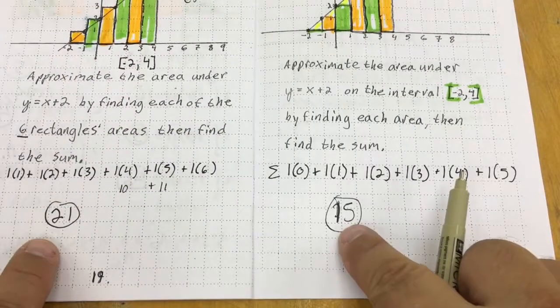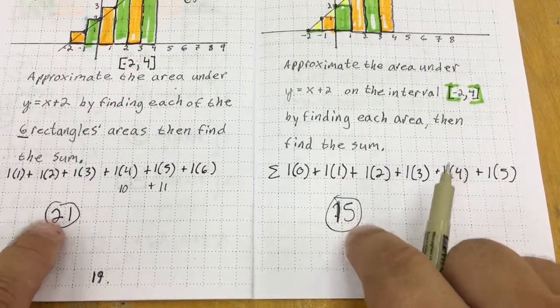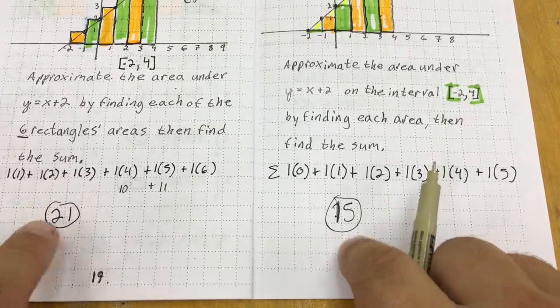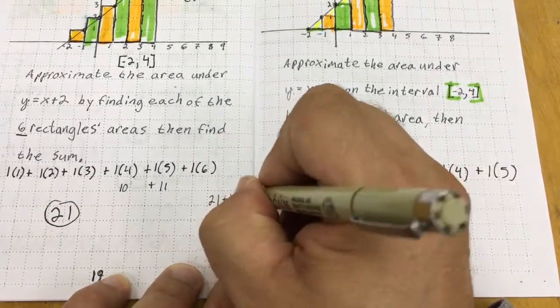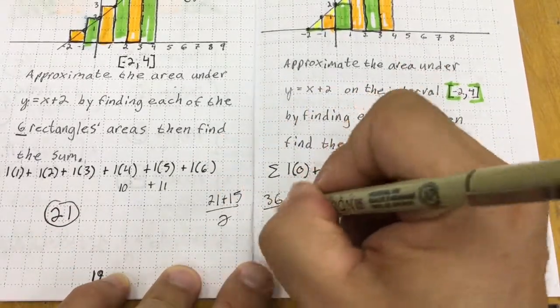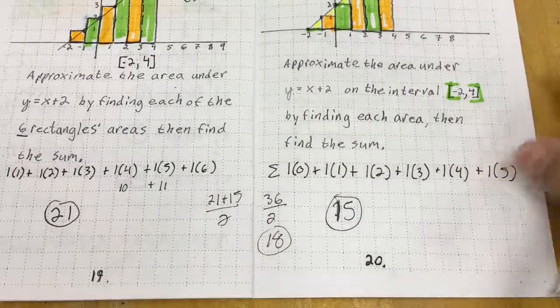Okay? I was looking at the 21. I almost wrote it too. I wonder what the average of 15 and 21 are. So 21 plus 15 over 2, that gives me 36 over 2. 18 is the average. I wonder if that's going to help me out.